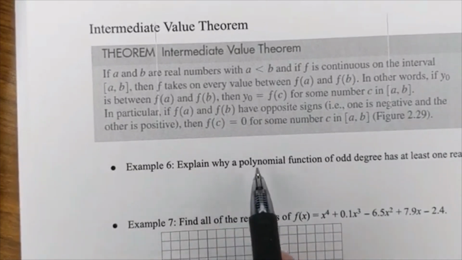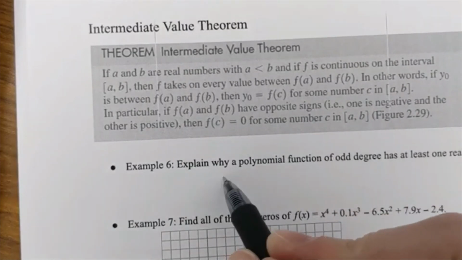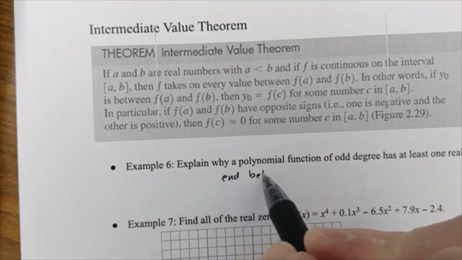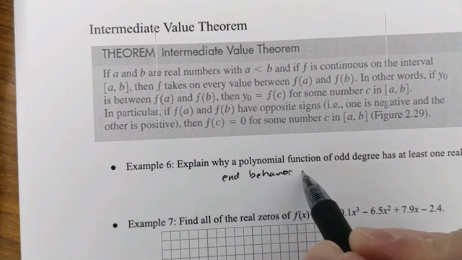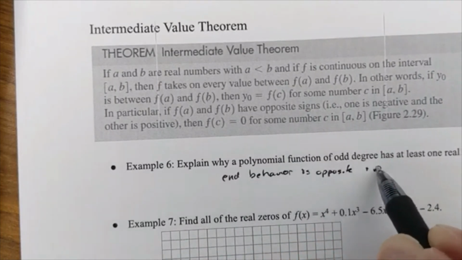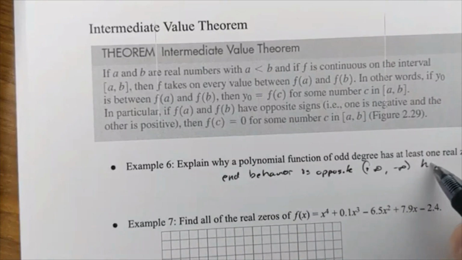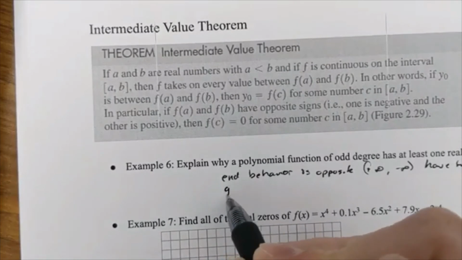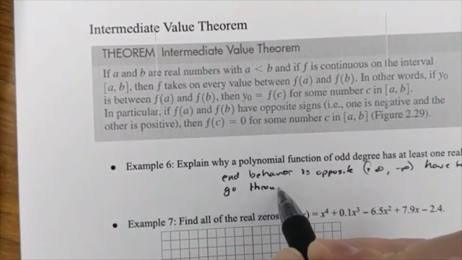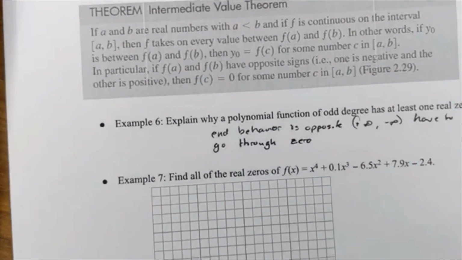So it says, explain why a polynomial function of odd degree has at least one real zero. This is because the end behavior is opposite. One's going up, one's going down. So one's positive infinity, the other's negative infinity, which means you have to go through zero. Because in order to get from negative infinity to positive infinity, or vice versa, you have to pass through zero.